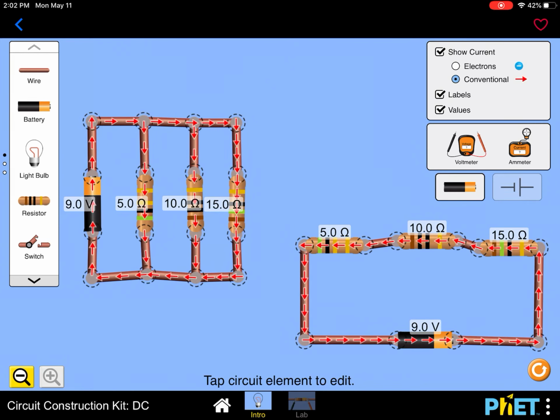So here's what it looks like once you got it. Something like this. All right, I'm going to put the voltmeter and the ammeter away for a second. So we have some current going. We have conventional current. We have some values. Looks pretty good. Someone asked me the other day, what's a resistor? It's basically just a thing that slows down current. Light bulbs act like resistors. Any electronic equipment acts as a resistor.